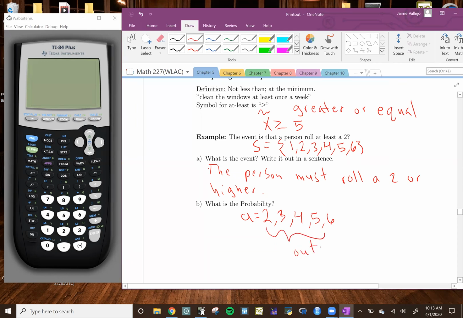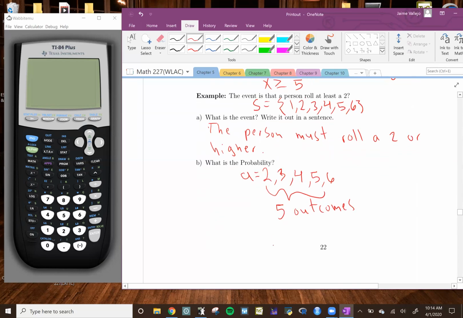So how many outcomes do we have that give us at least a 2? You can just write it down. Cool, Anthony, you get 5. Everybody good so far, where we got 5 outcomes for this?